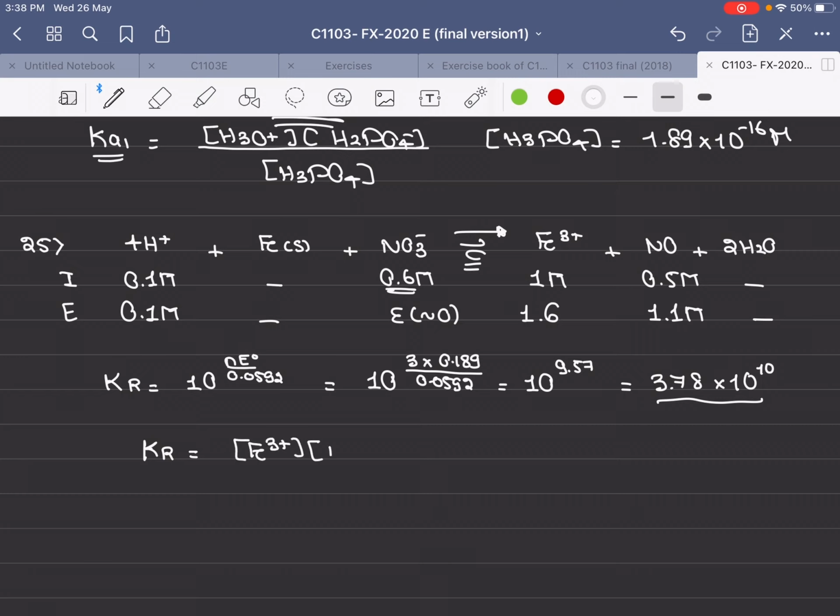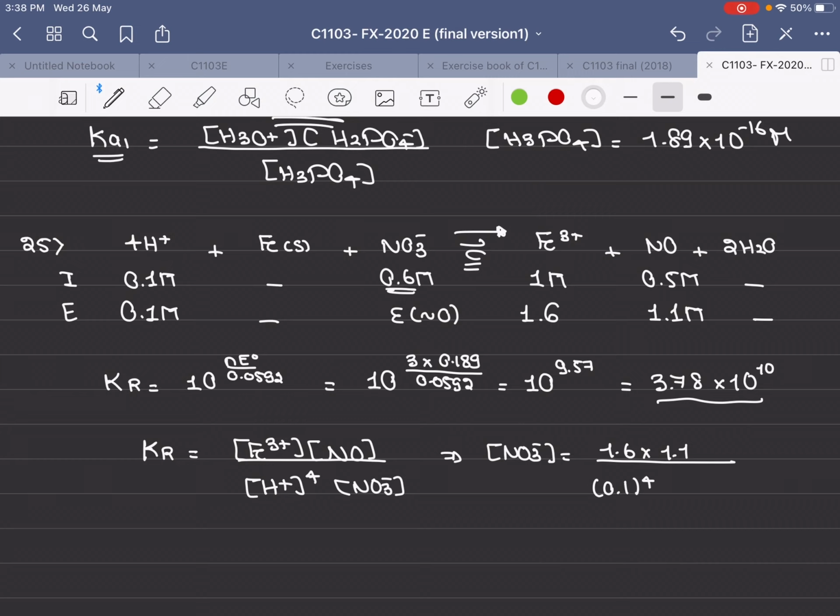It is equal to Fe3+. Surely you don't need to write all these details, simply write the numbers. H+ to the power 4, I will write it directly. NO3 is not necessary to write, epsilon. So NO3- is equal to Fe3+, which is 1.6, times NO, which is 1.1, divided by H+ 0.1 to the power 4, times K, which is 10 to the power 9.57. Calculate NO3- and it will be a very small value.